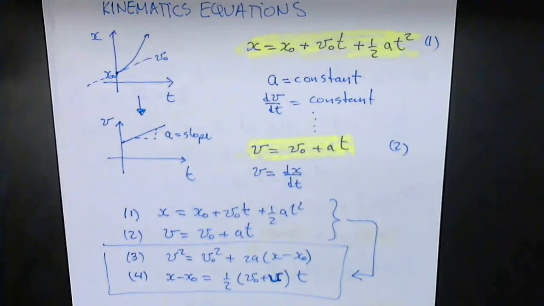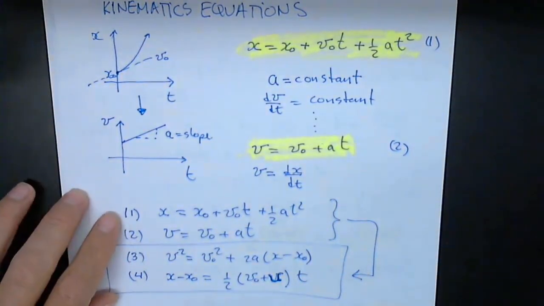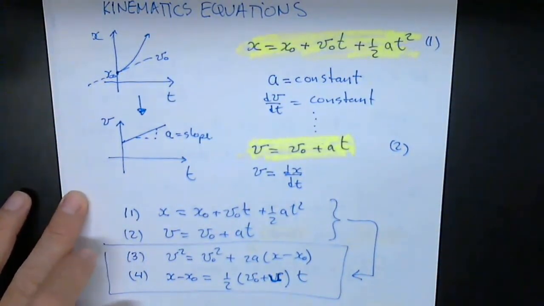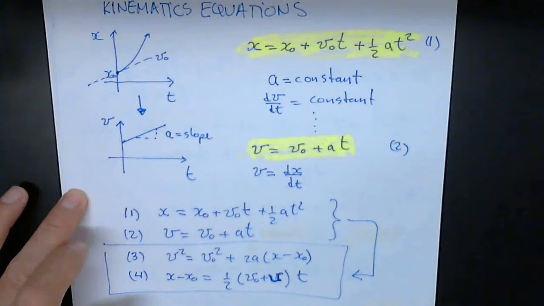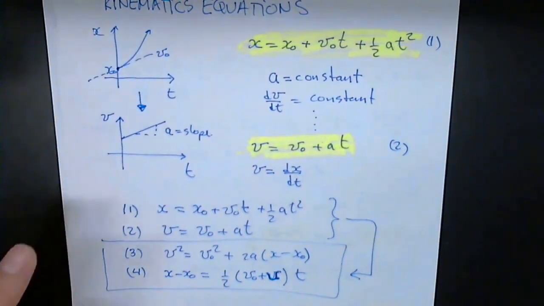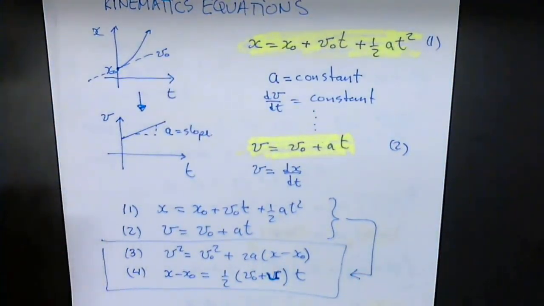So these are the four kinematics equations that you use to solve problems. The most important ones are the first two, because that's how you build your knowledge. From these two, you get the other two. From 1 and 2, you derive 3 and 4. With 3 you get rid of the time, and with 4 you get rid of the acceleration.